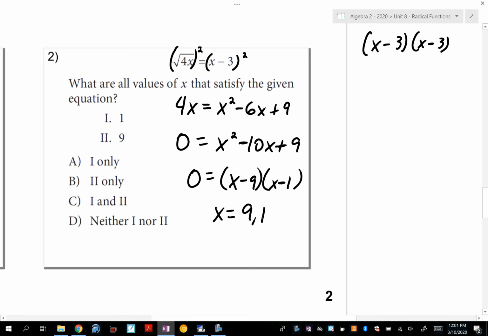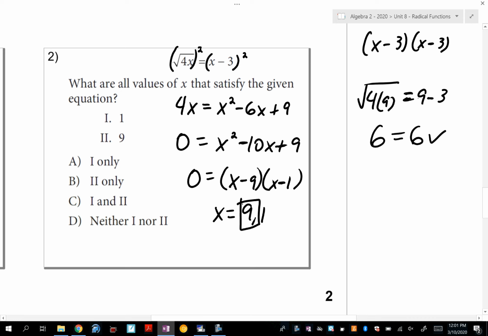But be careful. When you do this tomorrow, make sure you always plug them into the original. Always into the original. So if we plug it into the original, we have the square root of 4 times 9 equals 9 minus 3. Well, what's 4 times 9? 36. What's the square root of 36? It's 6. 9 minus 3 is 6. So that one works. So 9 works.